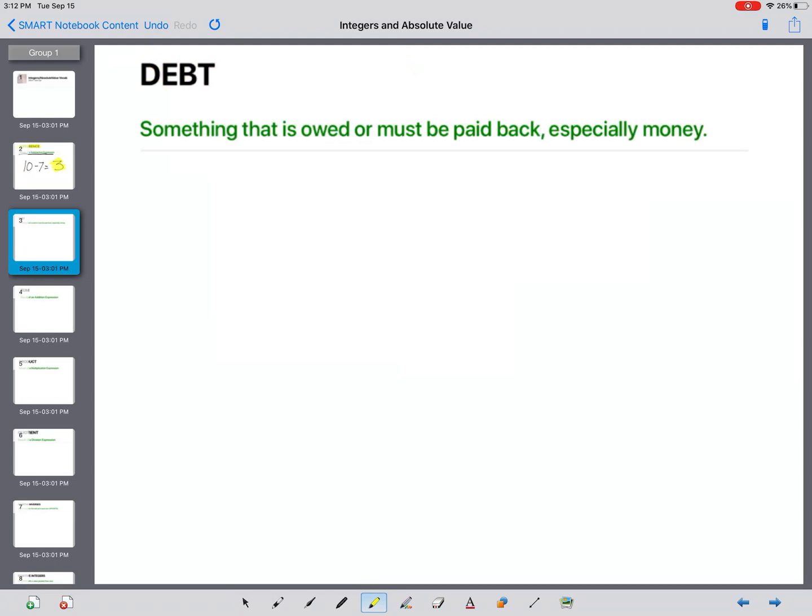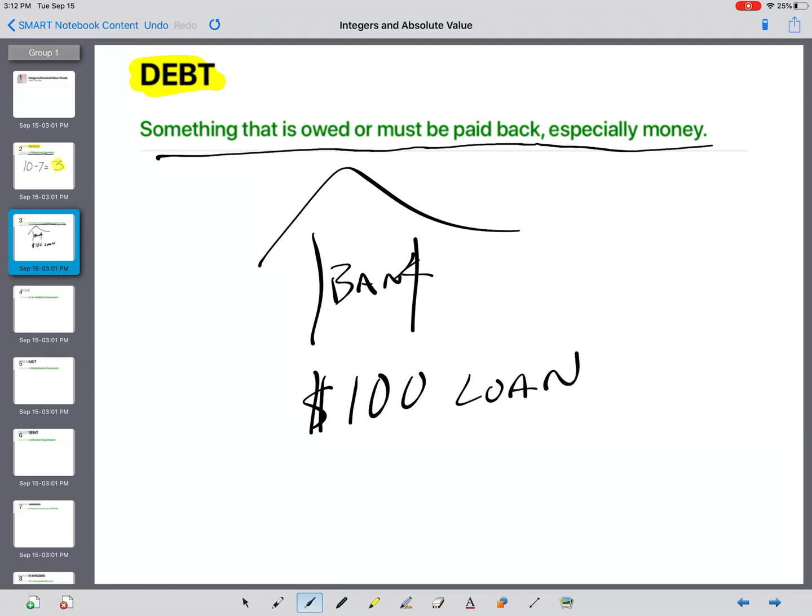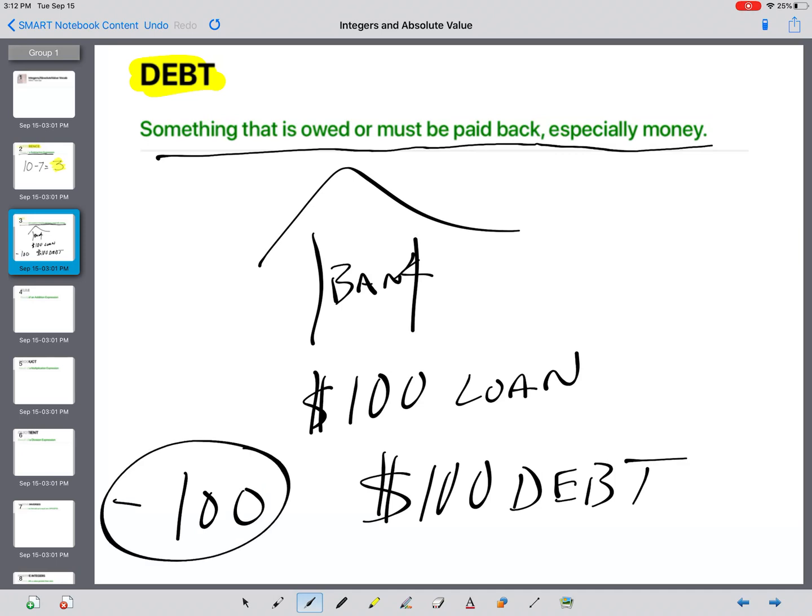Second vocab term, debt. Debt is something that is owed or must be paid back, particularly money. So if I go to the bank and I take out $100 as a loan, this becomes essentially a $100 debt, usually expressed as a negative number. So I owe that money back.